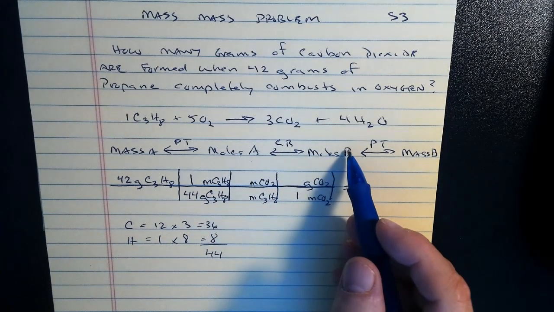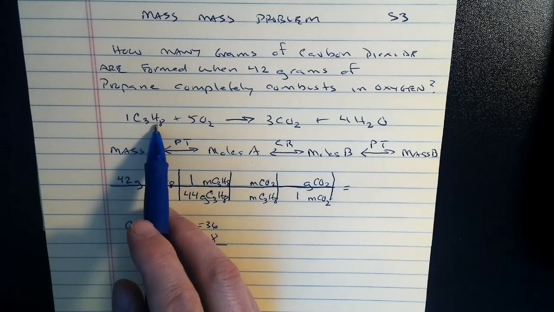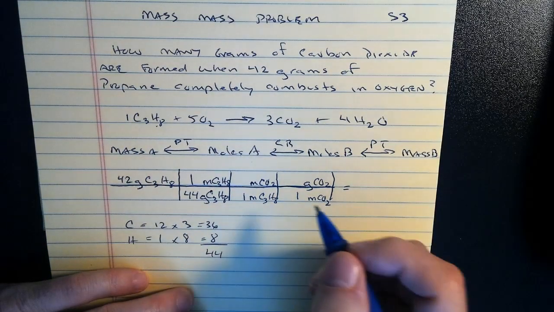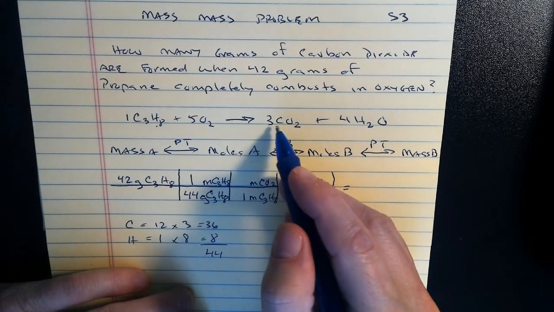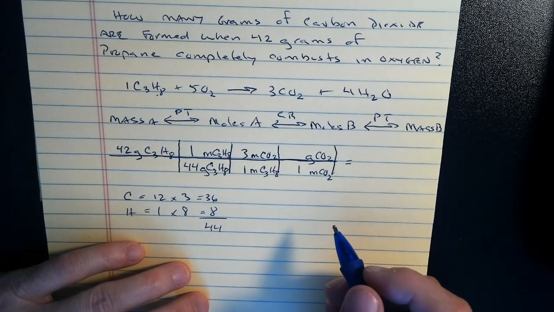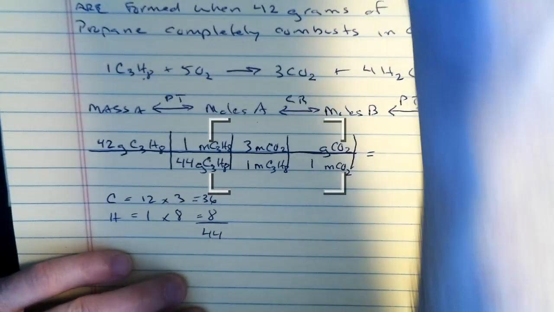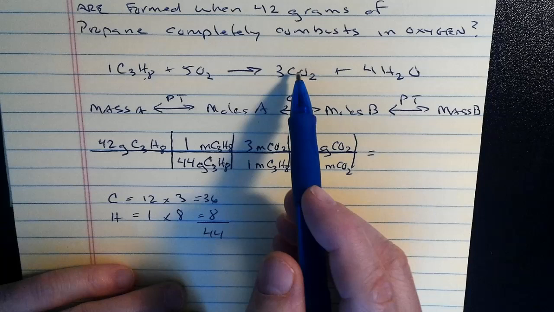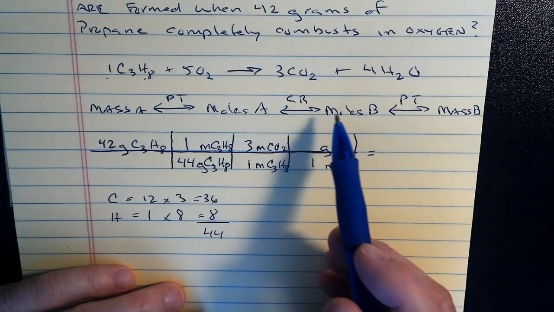Now moles A, moles B, we're going to look at the balanced equation. By propane, the number is 1, so you can put a 1 right here that you get from the balanced equation. By carbon dioxide, you've got a 3 here, so you put a 3 right there. Okay, so we get these numbers from the balanced equation, moles A to moles B, the coefficient ratio.